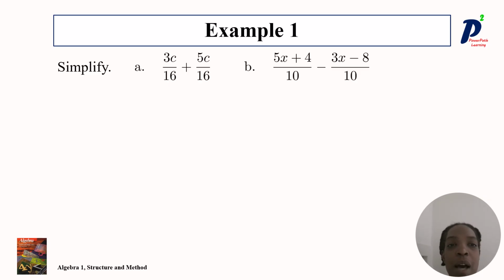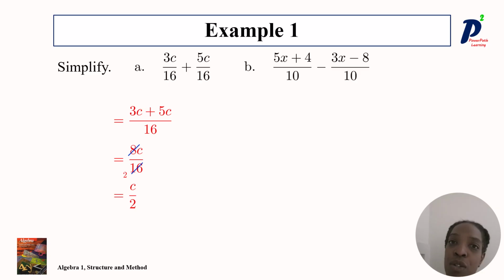My first problem, I'm just going to combine my numerators, 3c plus 5c, to get 8c over 16. I'm going to divide by 8 in the numerator and the denominator, and I get c over 2.